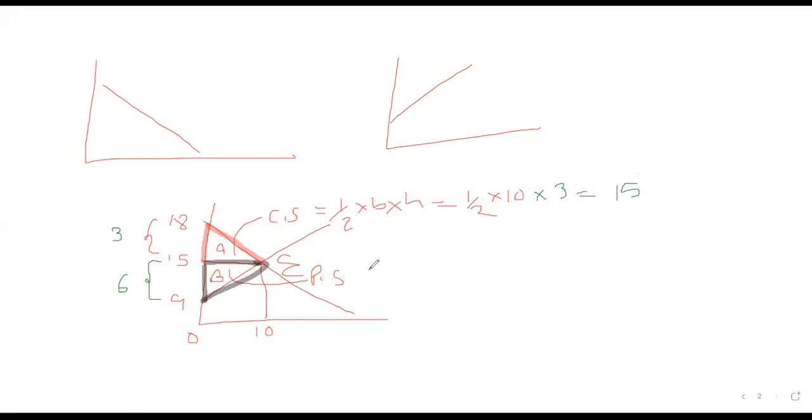Then the producer surplus is the same formula, half times base times height. Our base is the same 10, we are sharing the same base, but the height is what? 6. So when we apply that, we're going to get 30. So when you total up that, it's called the total surplus. Total surplus is 45. So adding the consumer surplus plus the producer surplus will give us what we call the total surplus.